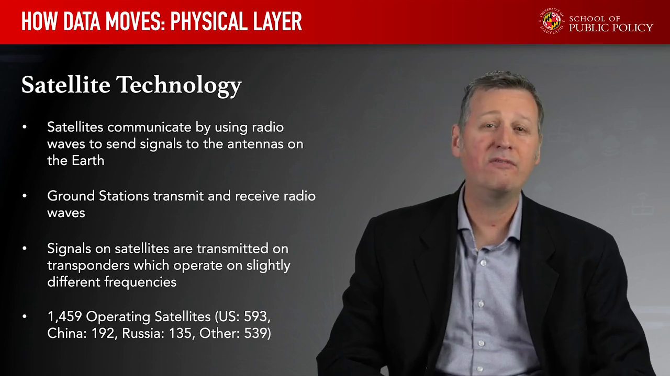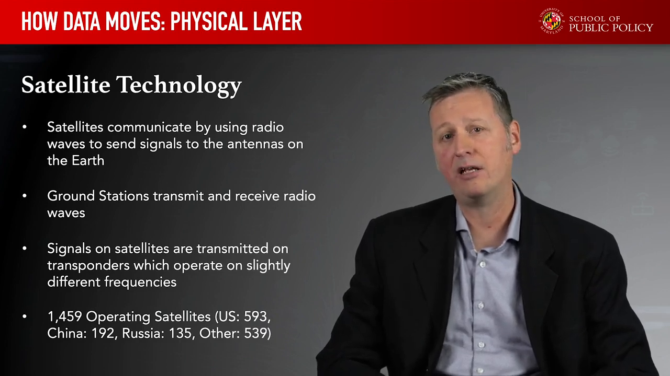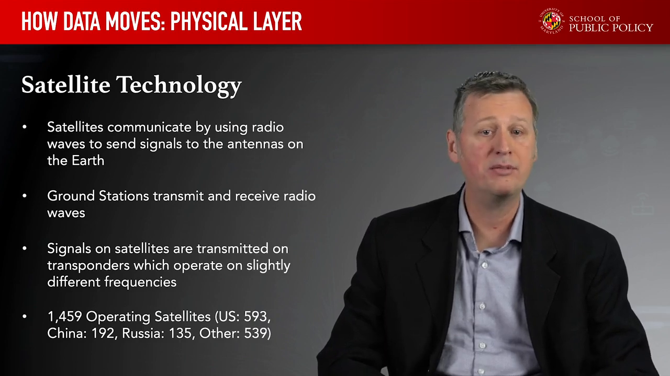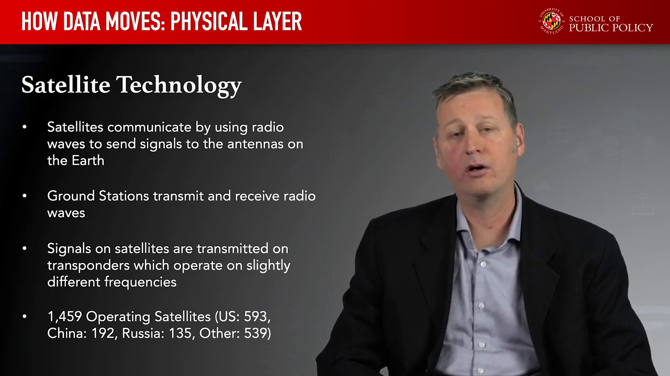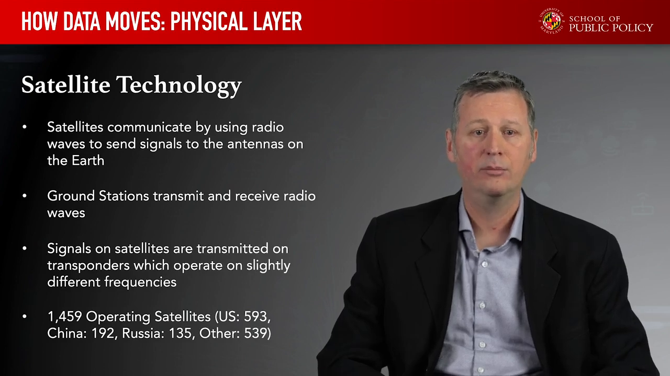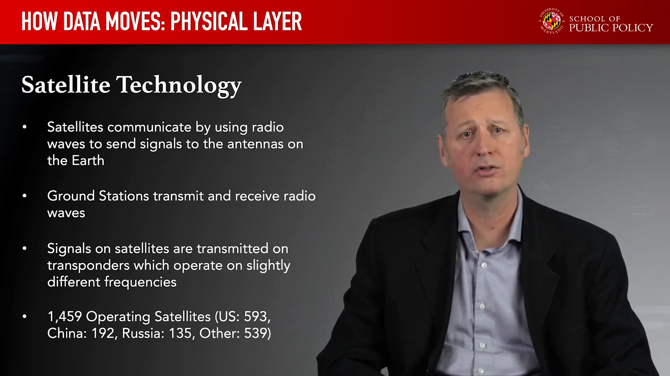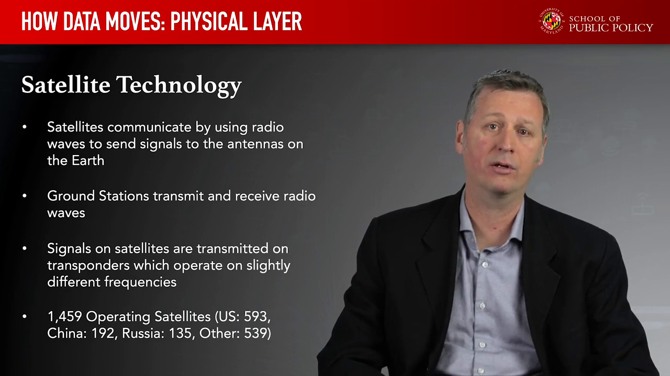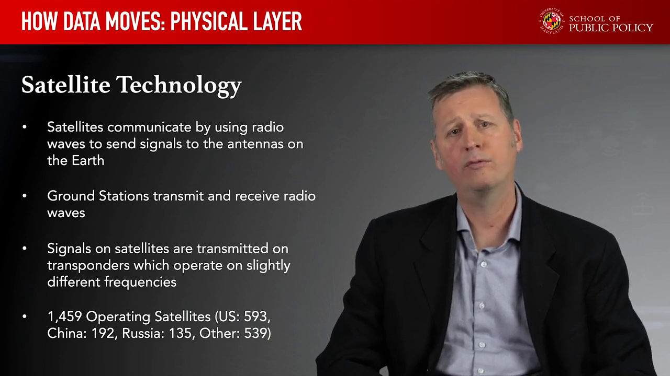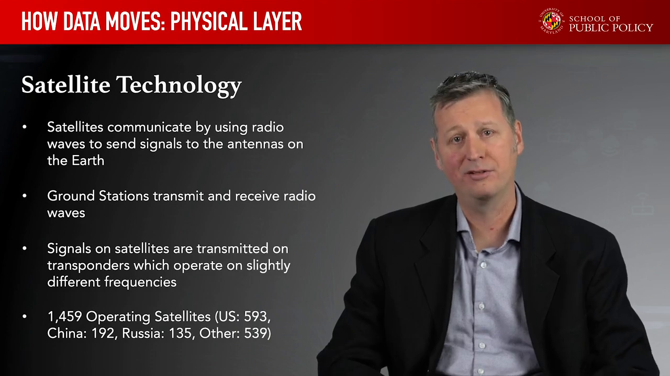There are roughly 1,500 operating satellites going around the Earth as we speak. The majority are operated by the United States, but the Chinese, the Russians, and other countries manage a set of their own satellites. And they all fly around the Earth in different orbits.